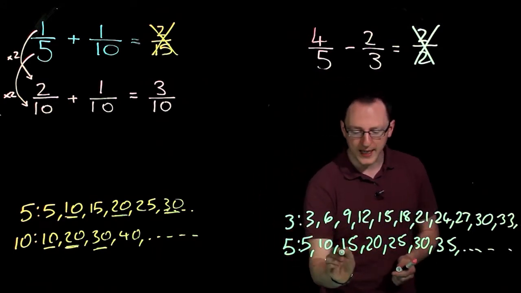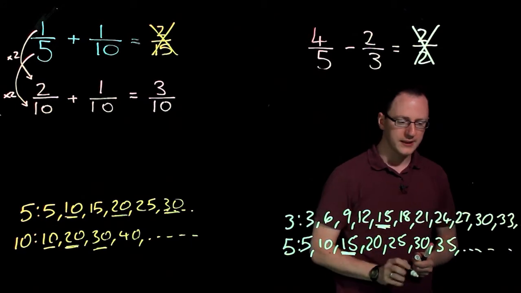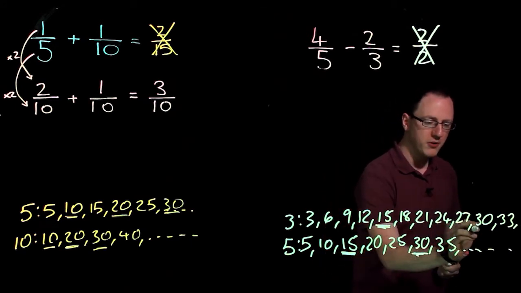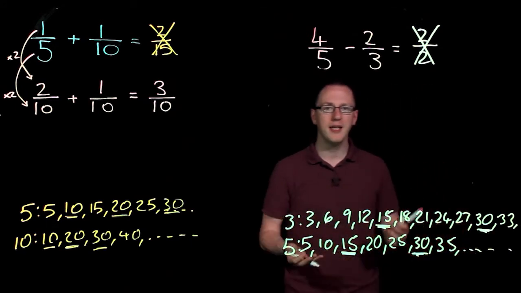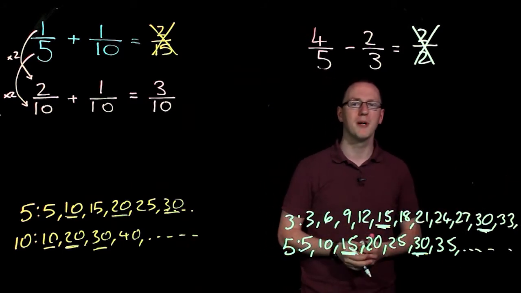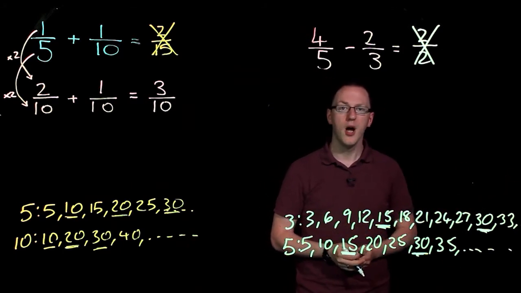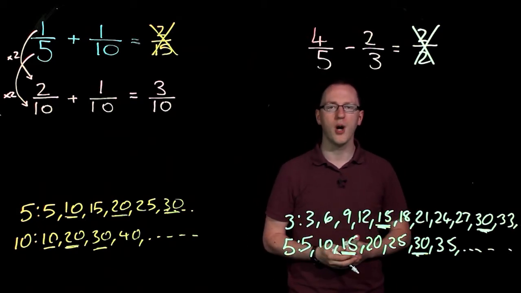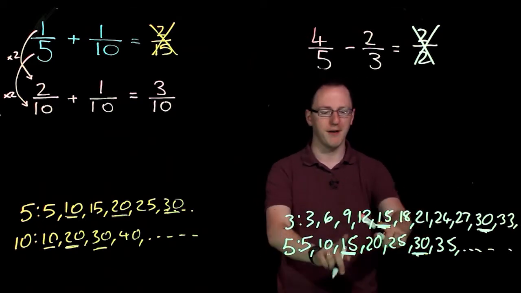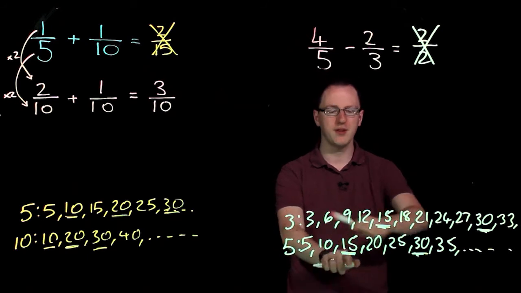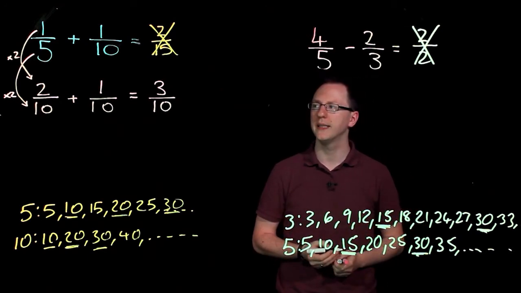And we can see 15 is a number that appears on both lists. 30 is a number that appears on both lists. And we could keep going up, and there would be more and more numbers that would appear on these lists. But we want to find the lowest common multiple. In this case, it's 15. I'll just make a check. Yep, 15 is the smallest number that appears on both lists.